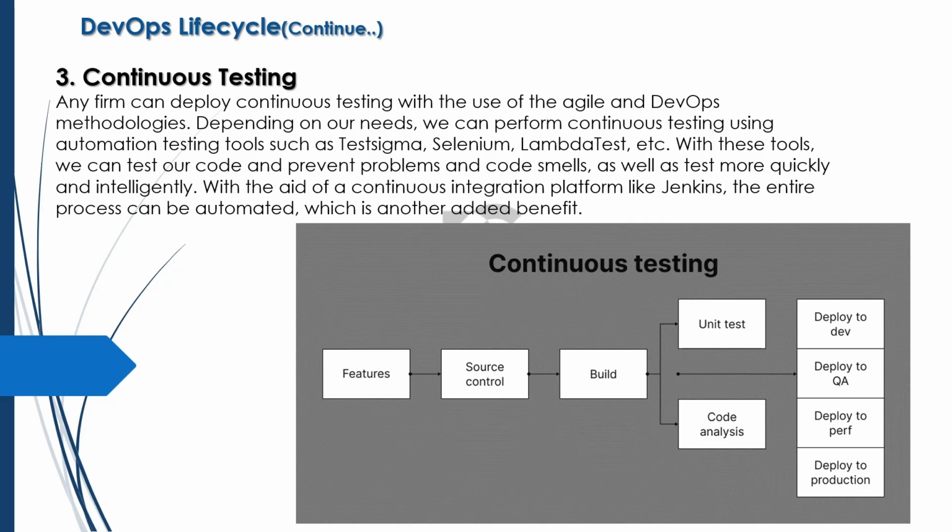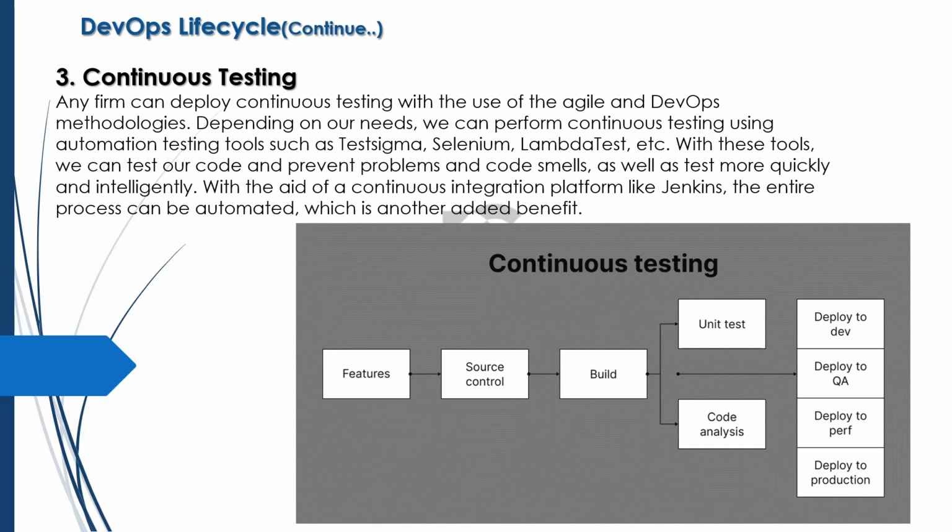Depending on our needs, we can perform continuous testing using automated testing tools like Testsigma, Selenium, and LambdaTest. They are not limited to these three only; there are various testing tools available for continuous testing. With these tools, we can test our code, prevent problems and code smells, and test more quickly and intelligently.